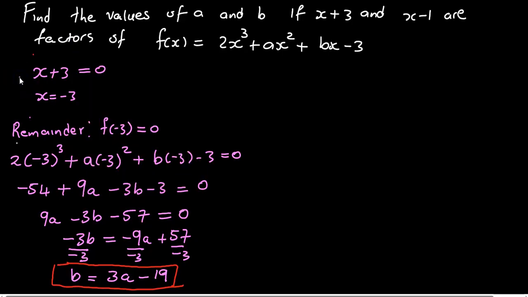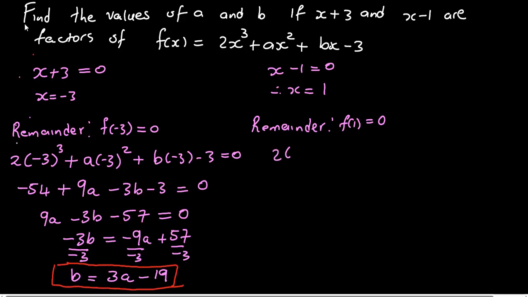What's next? The second factor. We need to use the second factor, which is x minus 1, equated to 0. Therefore, x is equal to positive 1. Since this one is a factor, what will be the remainder? We know that the remainder is going to be f(1) equated to 0. What is f(x)? We just have to substitute again. Where there's x, we put 1. This is what we have. Therefore, we equate this to 0, and we can solve this.